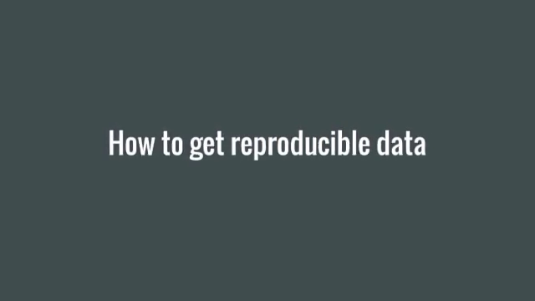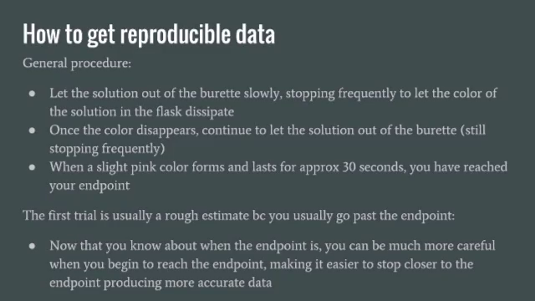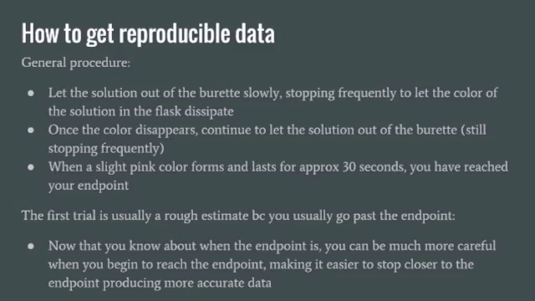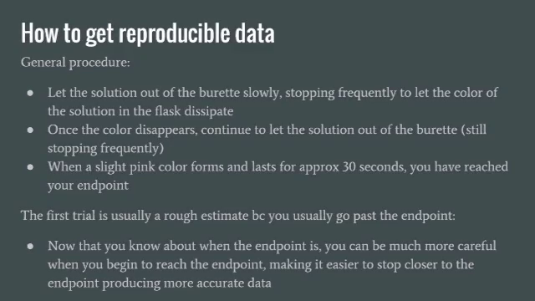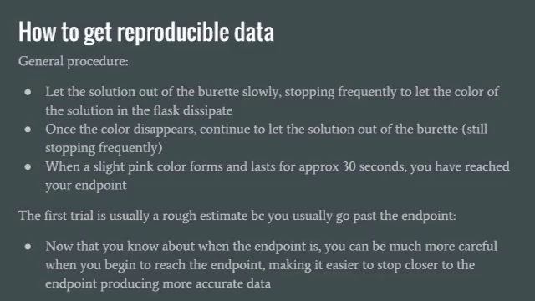Next, we're going to look at how to get reproducible data. And so for this, the general procedure: let the solution out of the burette slowly, stopping frequently to let the color of the solution in the flask dissipate. Once the color disappears, continue to let the solution out of the burette, still stopping frequently. And when a slight pink color forms and lasts for approximately 30 seconds, then you know you've reached your endpoint.